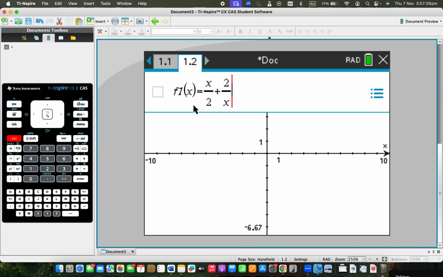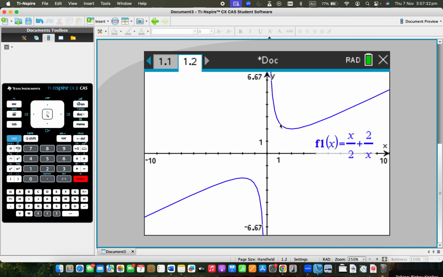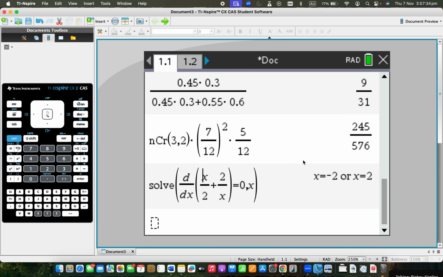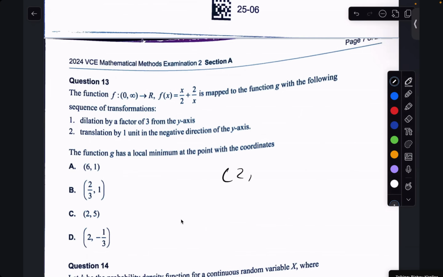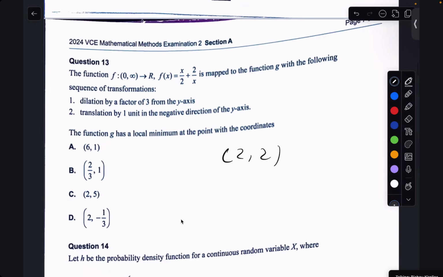To see which one's which. So the minimum's up here at positive 2. So what's the value at 2? It will be 1 plus 2 over 2, 1 plus 1, which is 2. So the coordinates of the minimum are 2, 2. And we dilate by a factor of 3 from the y-axis. That means it's 6, 2. And then we move it down 1, which will become 6, 1.